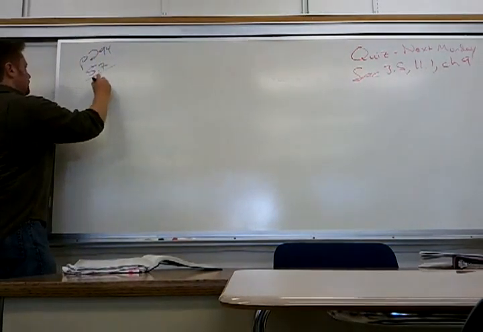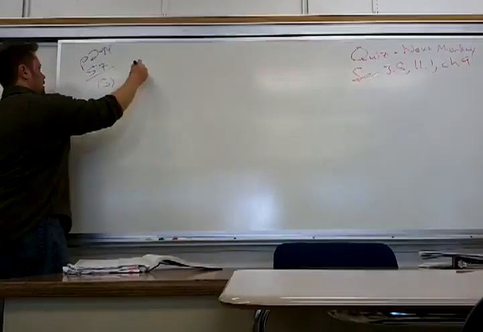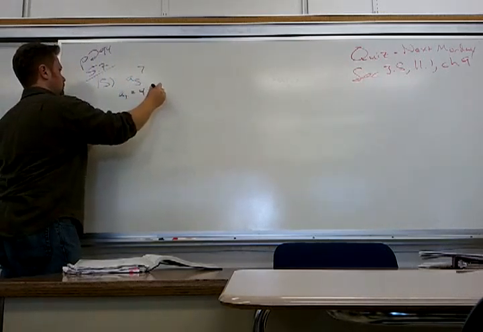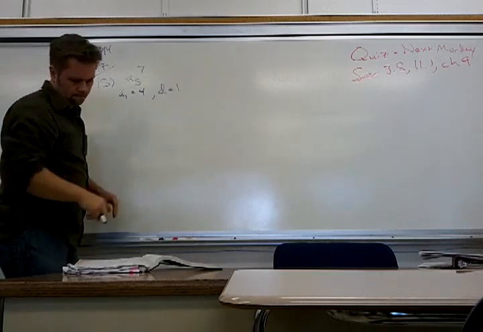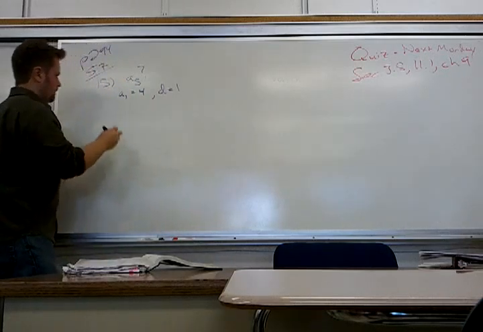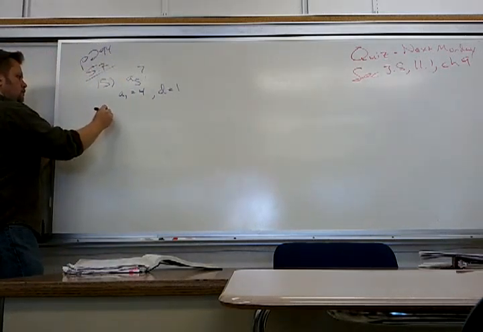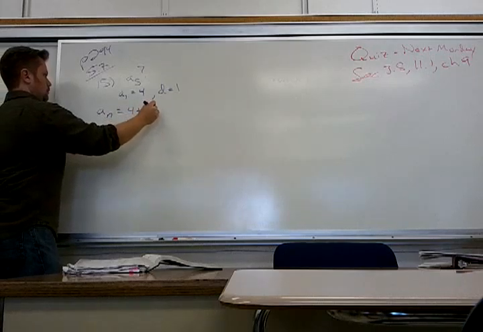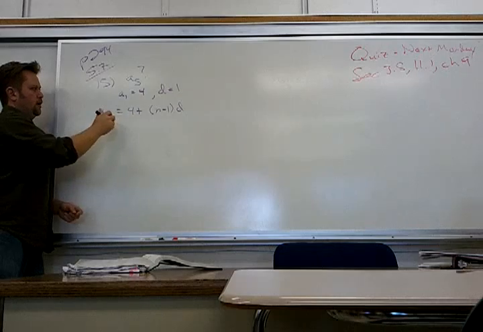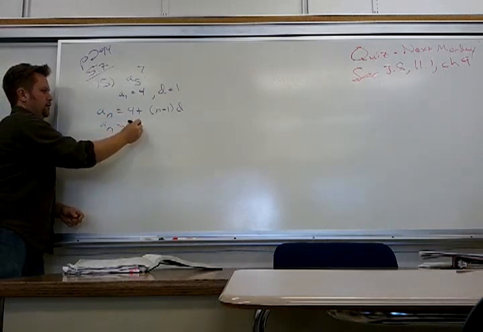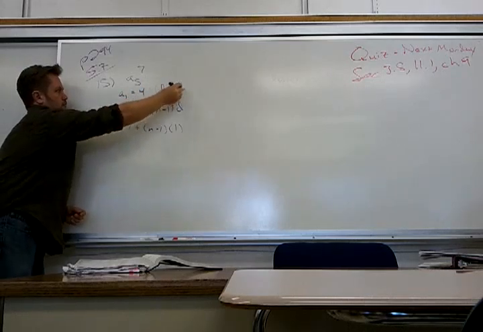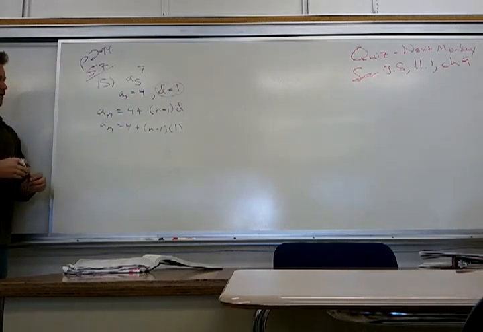15 says determine A5 when A1 is 4 and D is 1. So I put it into the equation. A5 equals 4 plus 5 minus 1 times 4. Well, D, they give you D, don't they? Yes. All right, so AN is 4 plus N minus 1 times 1. D is 1. So that's where the mistake happens.